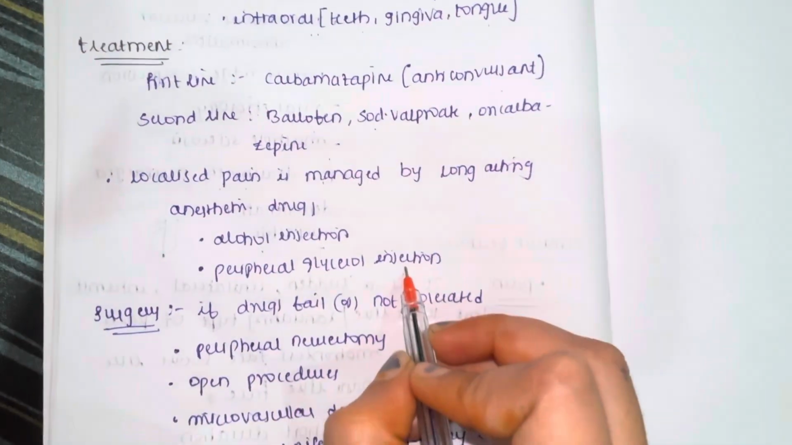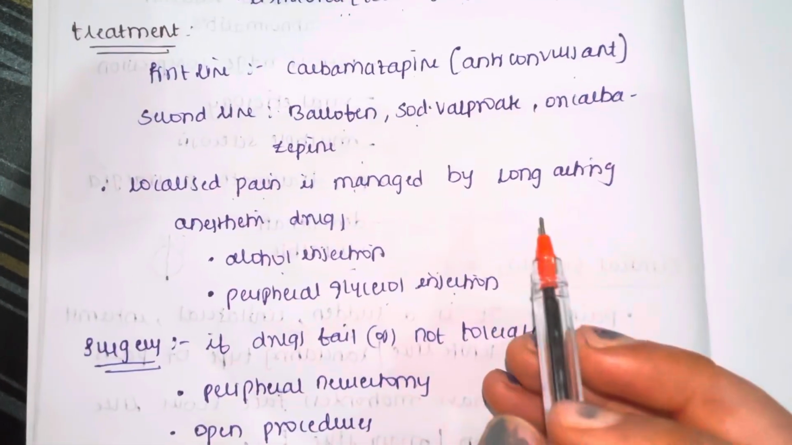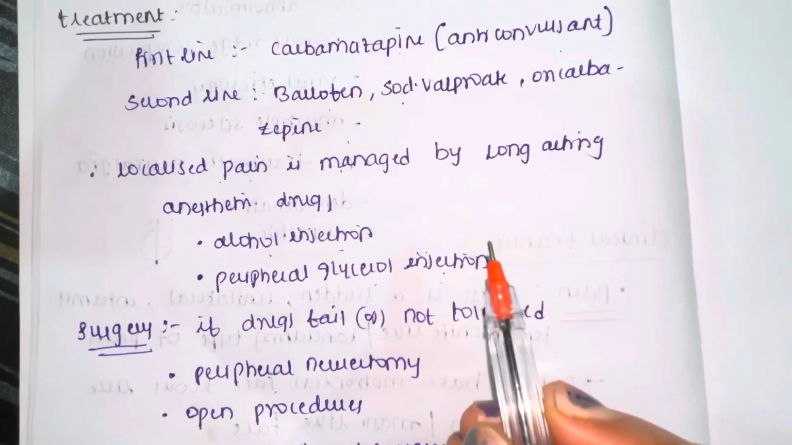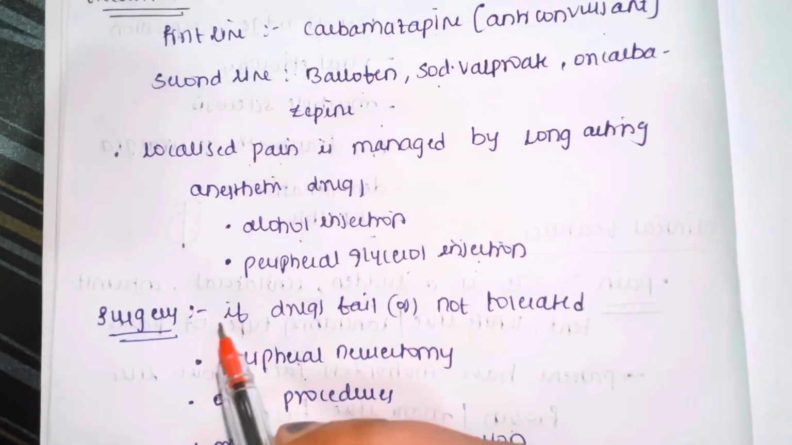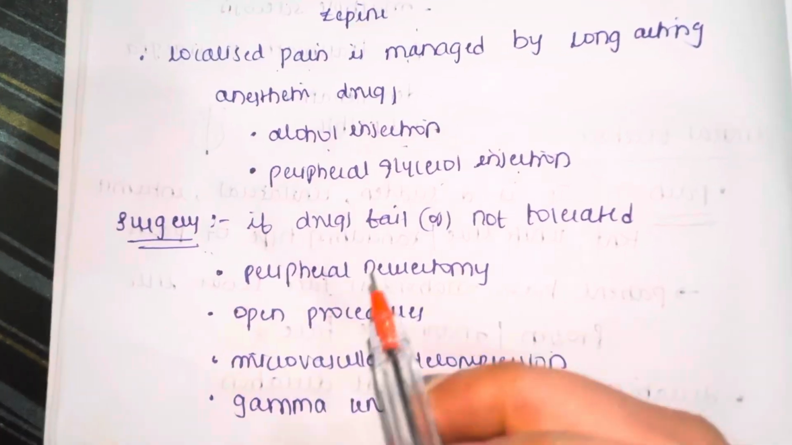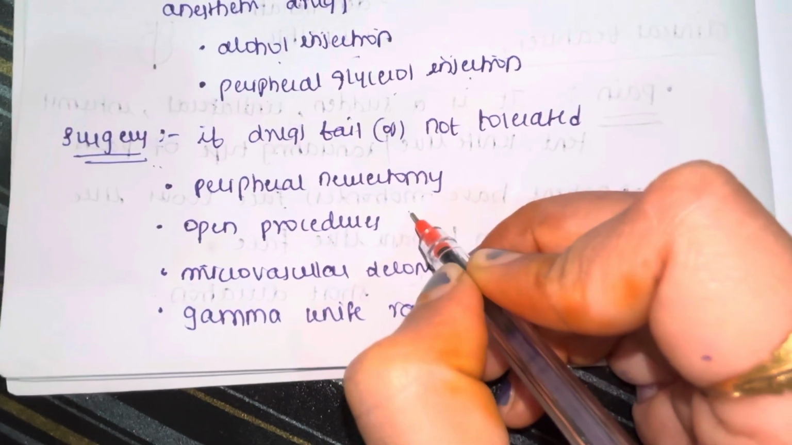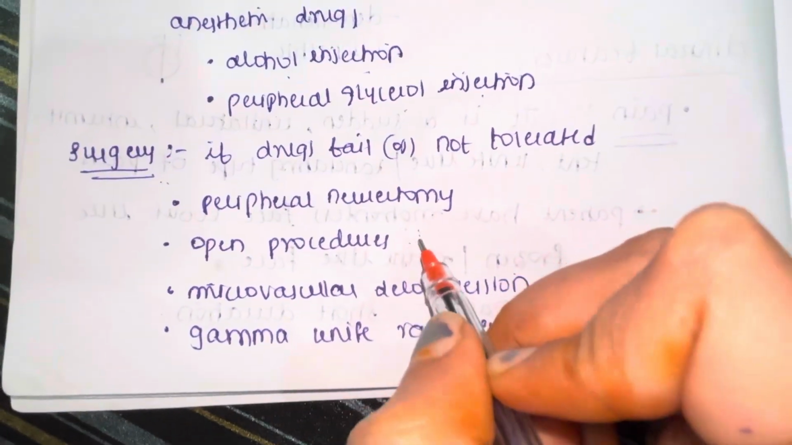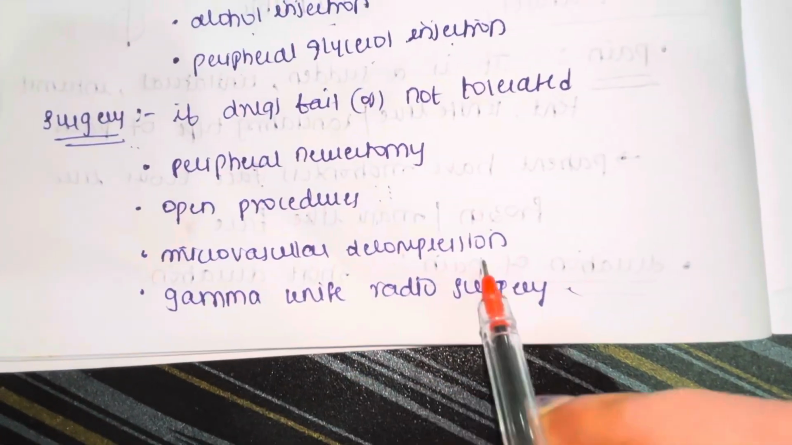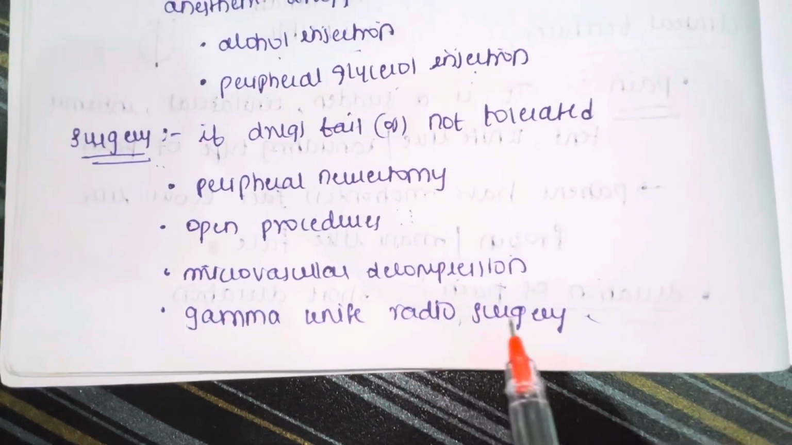Now if these drugs do not work, or if the drugs are contraindicated or not tolerated, surgery is done. So what surgery is done? One is peripheral neurectomy, another is open procedures, meaning treating intracranial tumors and intracranial lesions. And microvascular decompression and gamma knife radiosurgery.